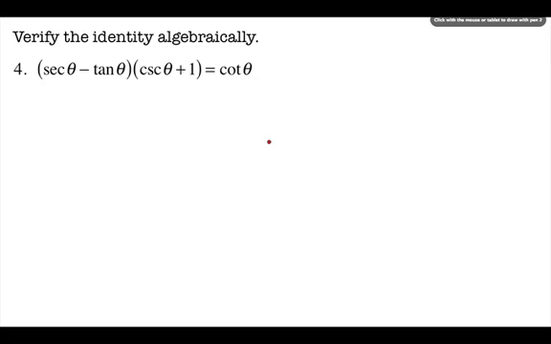This is where it gets a little bit challenging. What you want to do is verify the identity algebraically. You have done some of these. They're going to start getting a little bit harder. So I'm going to have to make one side equal to the other side. You always want to work on the one that is most complicated. So of course I'm going to work on the left side. So I have to do something with the left side.